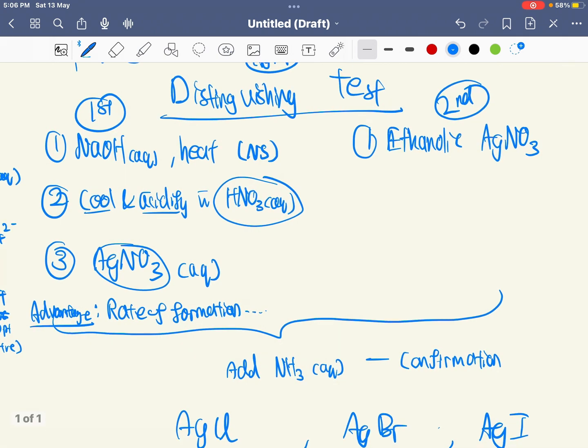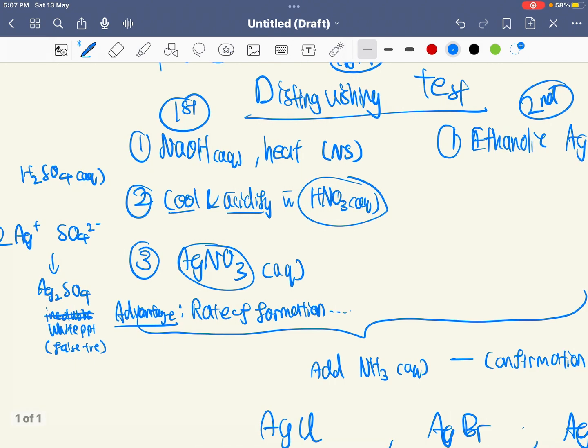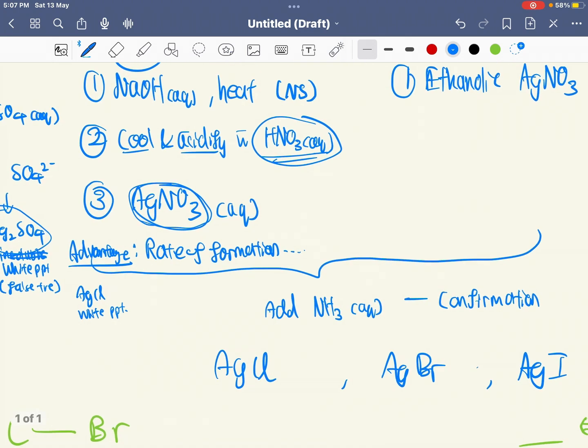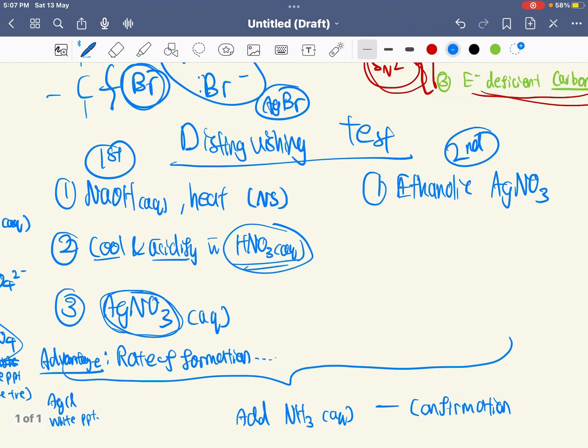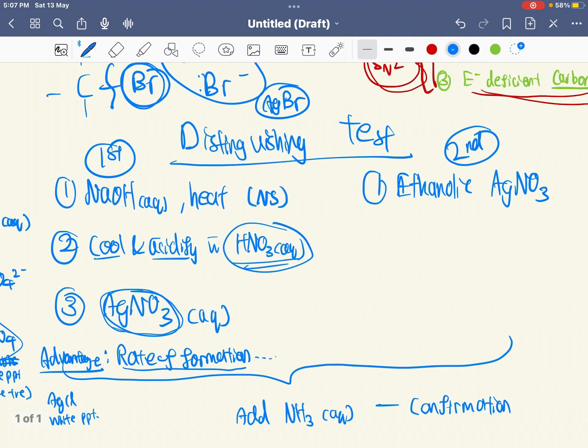Because our AgCl is also a white PPT as well, it gives us a false conclusion. So therefore we don't use sulfuric acid. We use nitric acid. Then we add in aqueous silver nitrate. So the advantage of this pathway is that it allows us to see the rate of formation.